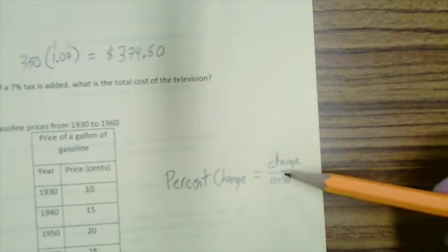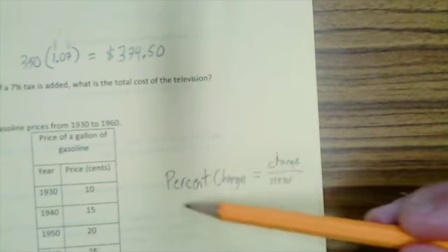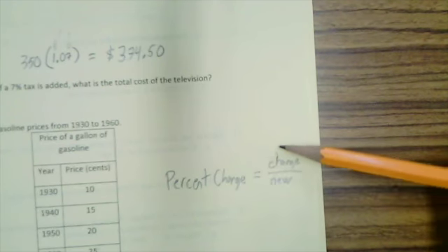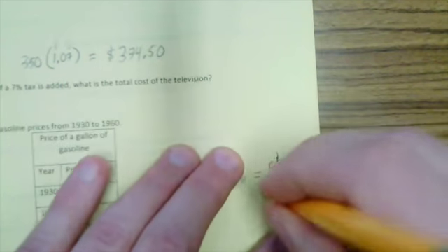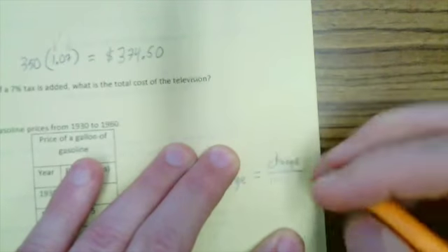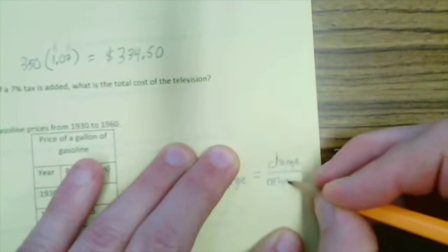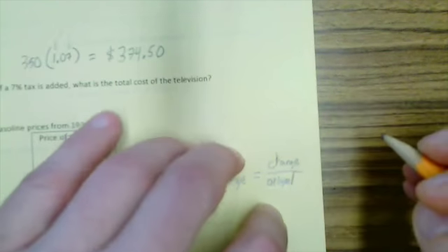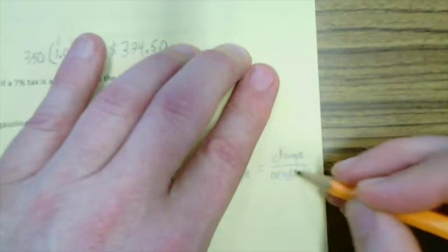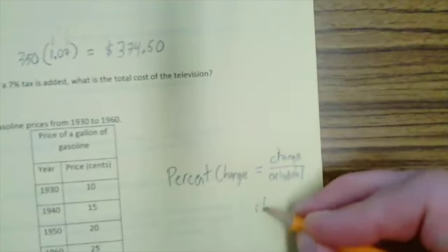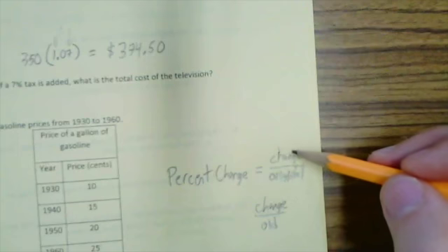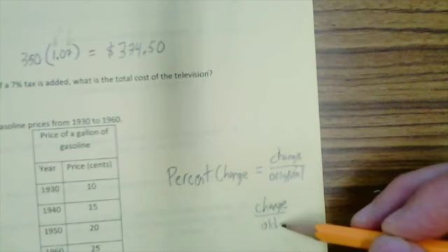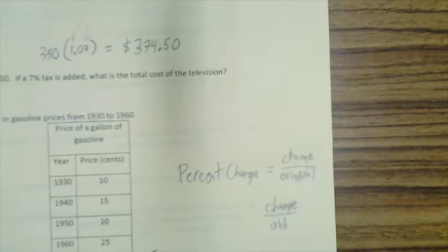So I want you to take some notes on this. We've just discovered that a percent change is found by finding the change, so the change in price or the change in something, divided by the original, or the old. Okay, so it's a change over the original, or sometimes written as the change over the old. Okay, so percent change is the change over the original price or the old price. Okay, so let's go ahead and put this into practice.